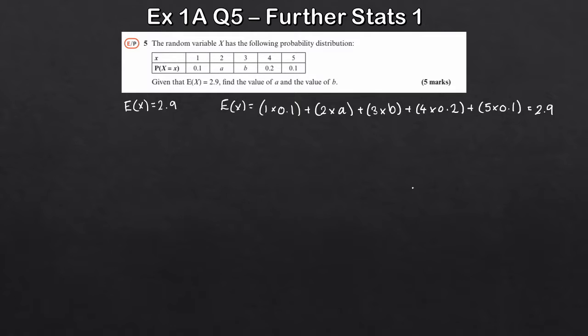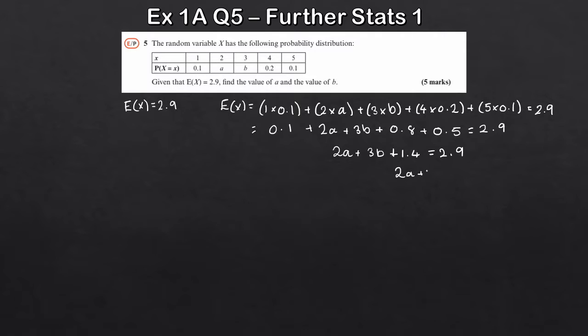Now we know the E of x, the expectation, is equal to 2.9. So if we make that equal to 2.9, we can simplify it. 1 times 0.1 is 0.1, that'll be 2a, that'll be 3b, 4 times 0.2 gives me 0.8, and finally I'll get 0.5. Let's keep simplifying, and again, this is still equal to 2.9. So that's 0.9 plus 1.4 is equal to 2.9. So we can take that 1.4 across and we get 2a plus 3b is equal to 1.5.